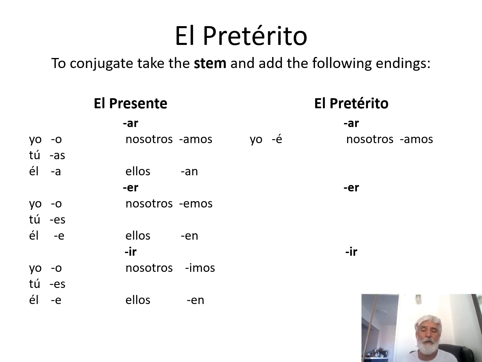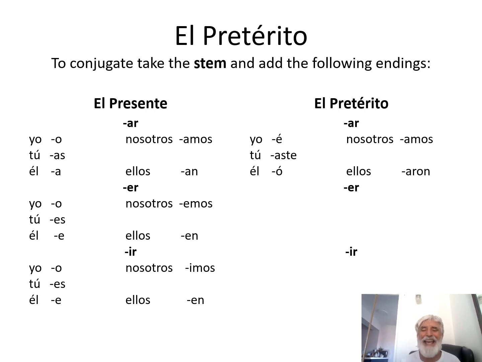So really, in the nosotros form, the present and the preterite forms are exactly the same, but we'll look at that later. What about tú? What ending do I add onto the stem? ASTE. ASTE. You've got to get familiar with these. What about the él, ella, usted form? I add on an O, and notice that O has an accent mark on it.